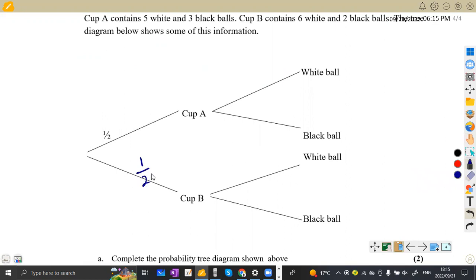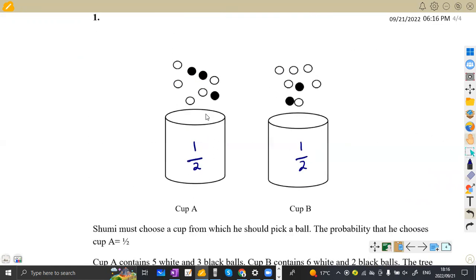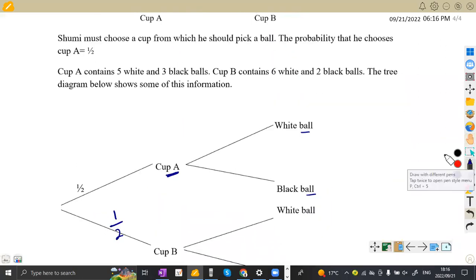All right. Now let's go to cup A. How many white balls? How many black balls? In cup A, how many are white? 5. 5 out of how many? 8. Out of 8, exactly. So white is going to be 5 out of 8. How many were black? 3 out of 8.